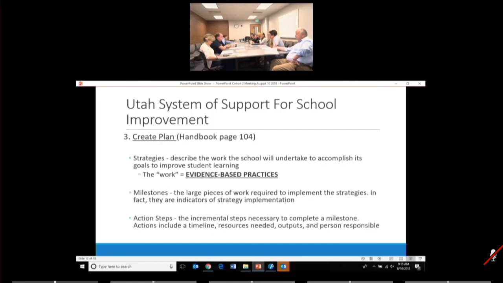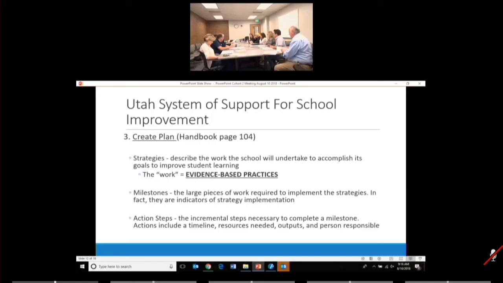In the handbook, under Create the Plan, the school improvement plan is developed based on the results of the needs assessment and root cause analysis. The school improvement plan includes strategies, effective evidence-based practices, milestones or implementation indicators, and actions, the steps to those milestones. In those materials, on the left side of the handbook, we included copies of that guidance that Becky Peters made.